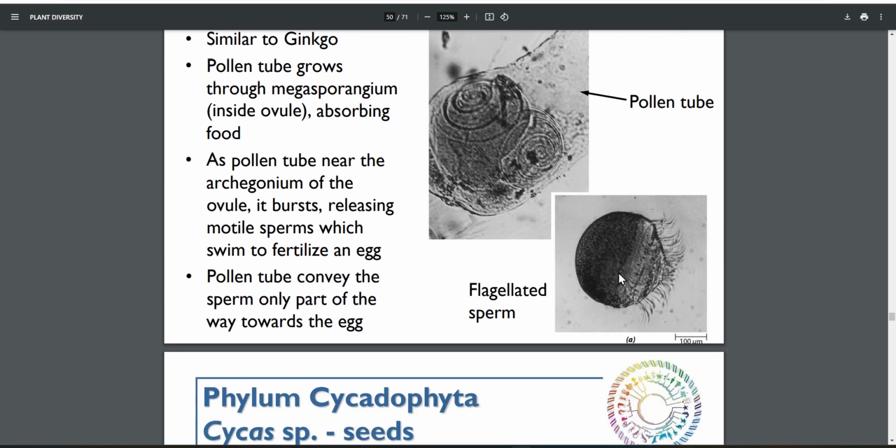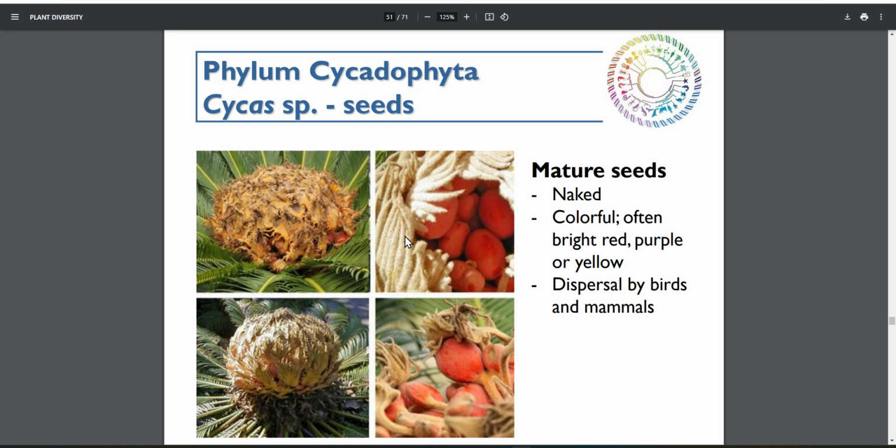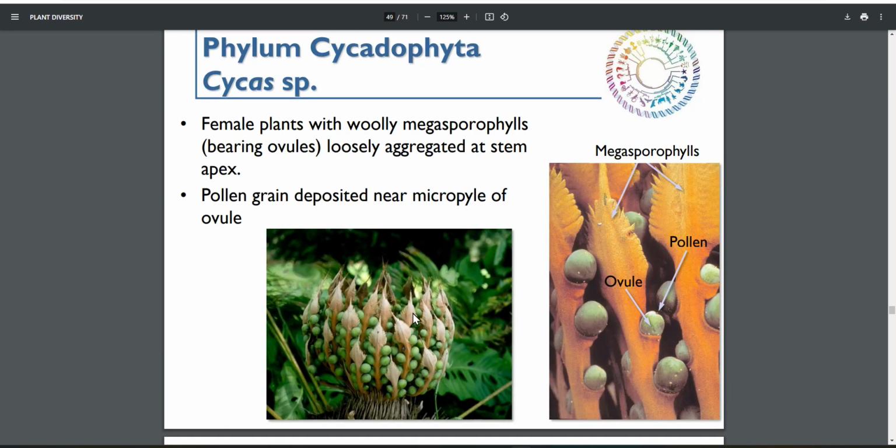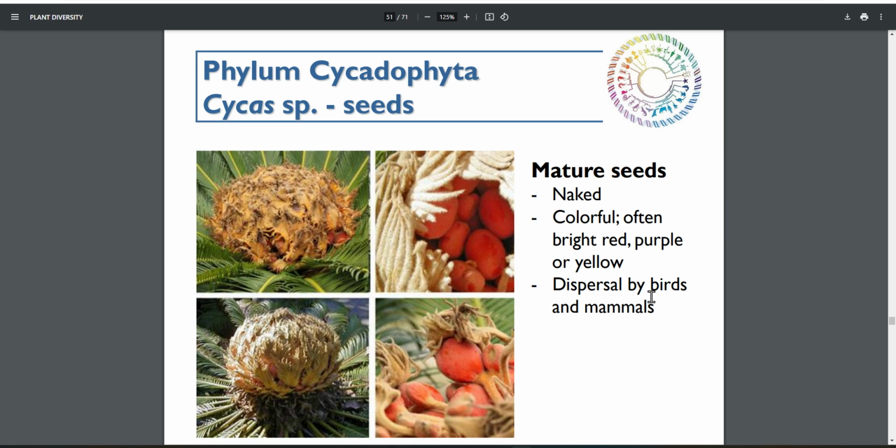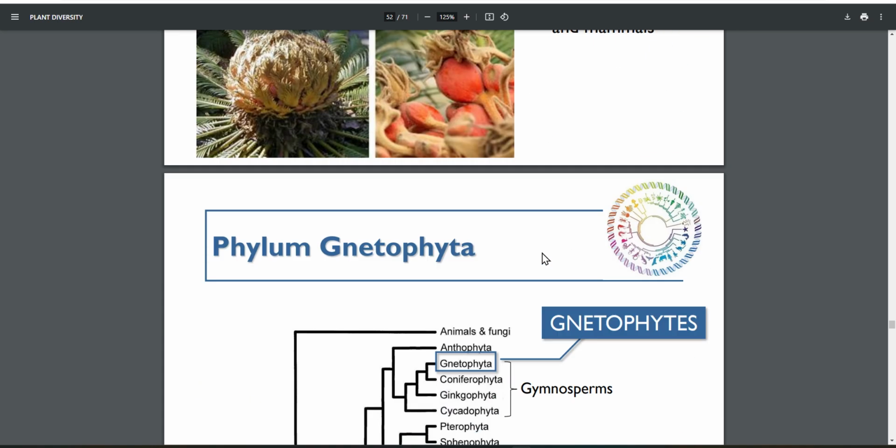So, this is the sperm. It looks like a jellyfish with the flagella. And the seeds. The seeds are all covered in the megasporophyll. So, again, this part is covered up. And they're naked, obviously. They're colorful, usually sometimes bright red, purple, yellow, and they are dispersed by larger animals, for example, birds or mammals. The bright color usually helps attract these animals to eat them or carry them away.